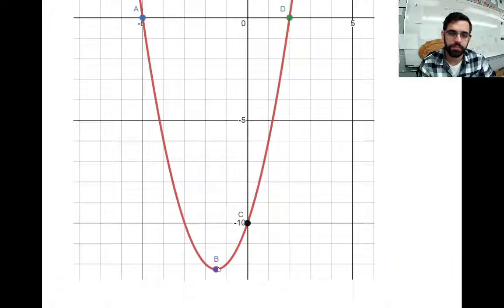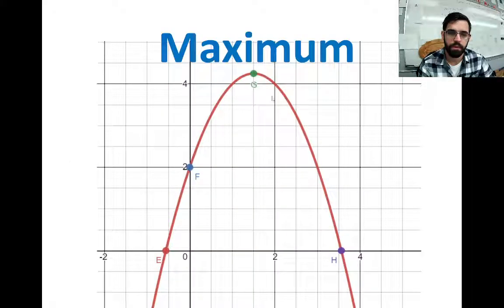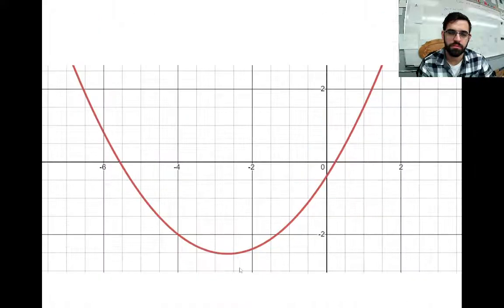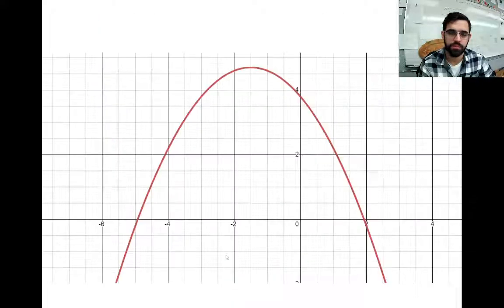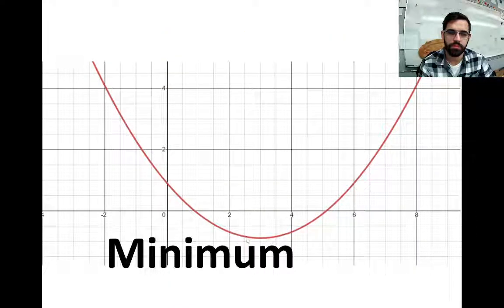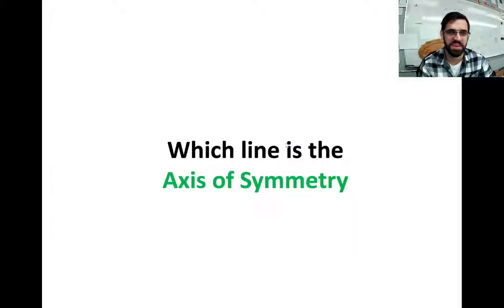Maximum or minimum? Well, the vertex B is the lowest point possible, which makes this have a minimum. This one's a hill, so the vertex is at the top, which means we have a maximum value. Minimum value, minimum value, maximum value, minimum value, maximum value, maximum value again.